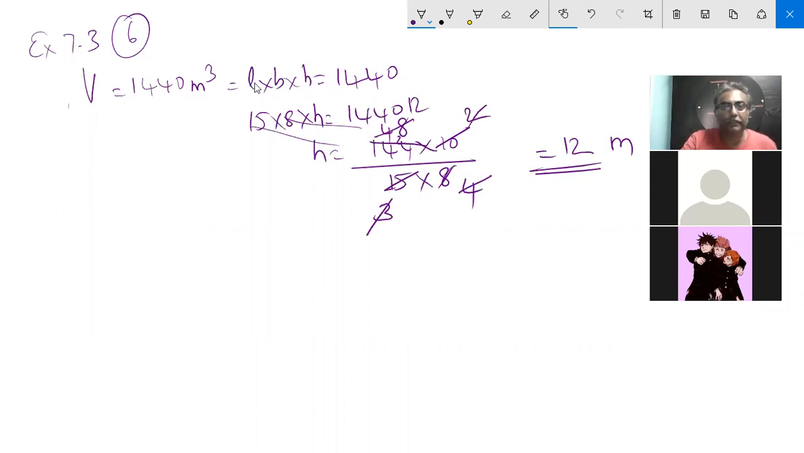The formula is L into B into H. He is given the volume, he is giving L and B, and he is only asking to find H. That's all. Very straightforward. Only calculation to do. This is the easiest sum. I'll post this.